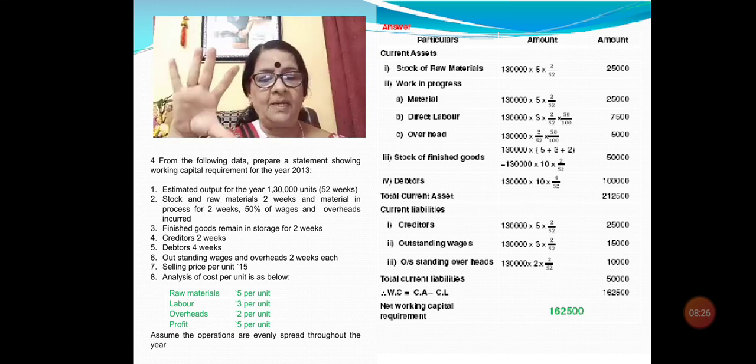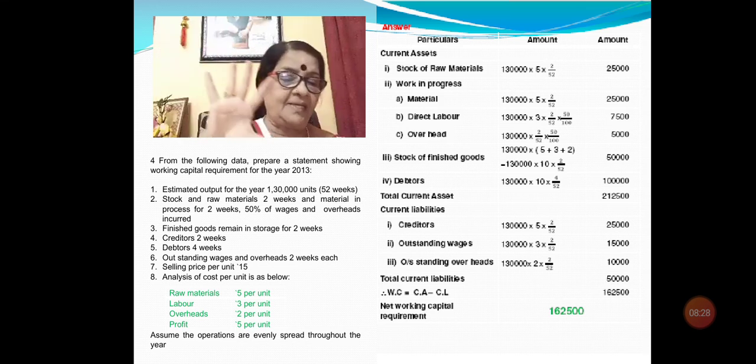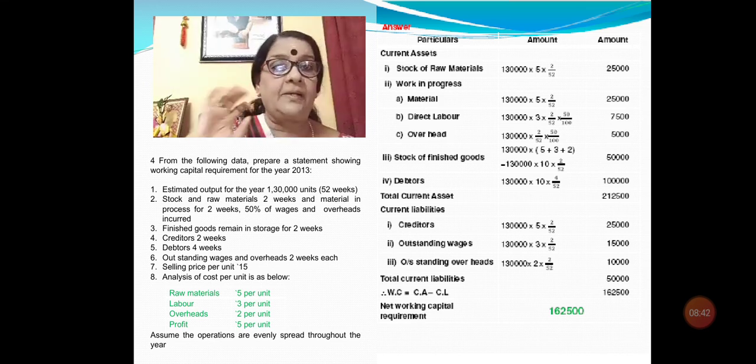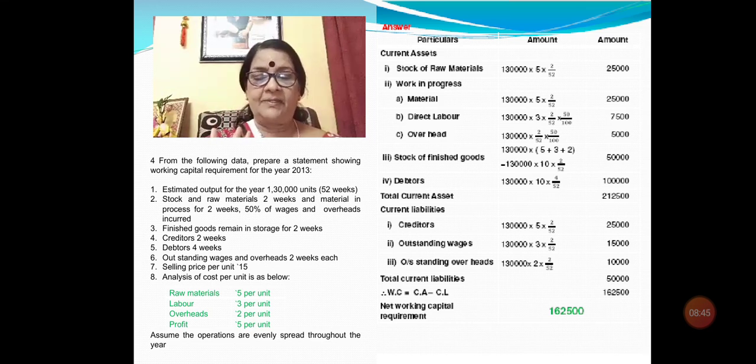The difference between these current assets and these current liabilities, we got 50,000. So the net working capital is current assets minus current liabilities. It is coming 1,62,500. That is the net working capital required for running the business. So problem number 4 is over.